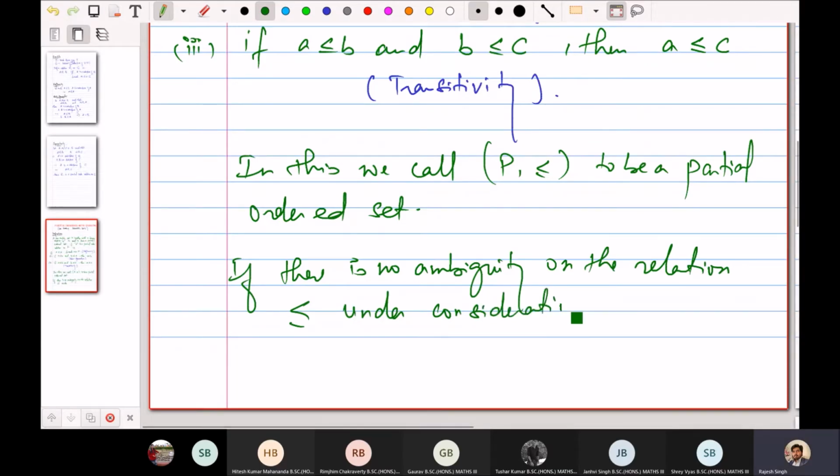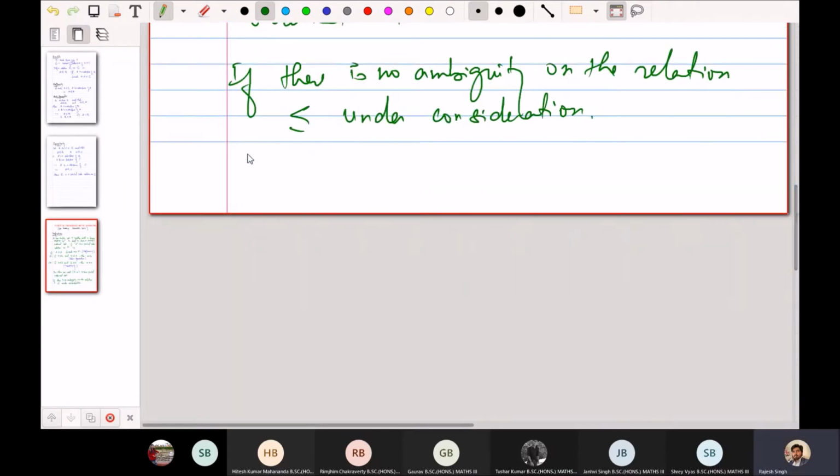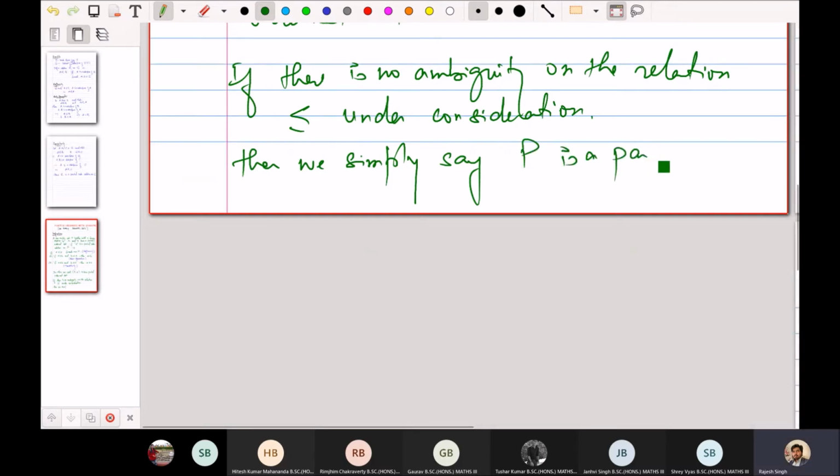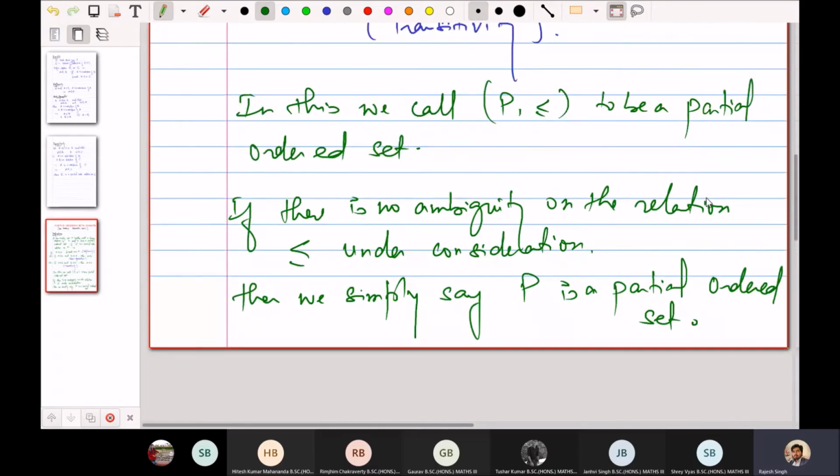ठीक है, अगर हमें पता ही है कि कौन सा रिलेशन है तो then we simply say P is a partial ordered set. ठीक है, सो हम इस रिलेशन को भी इग्नोर कर देते हैं अगर हमें पता है कि कौन सा रिलेशन जिसकी हम बात कर रहे हैं. ठीक है, so if there is no ambiguity on the relation under consideration then we simply say P is a partial ordered set. बट हमें पता होगा जब भी हम किसी भी सेट को पार्शियल ऑर्डर्ड सेट बोल रहे हैं, so it means there is some relation under consideration.